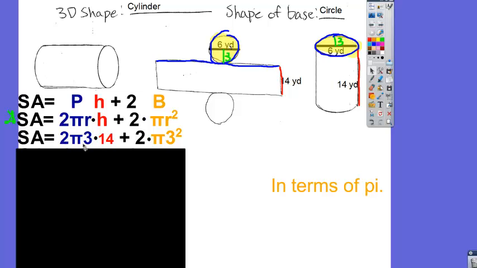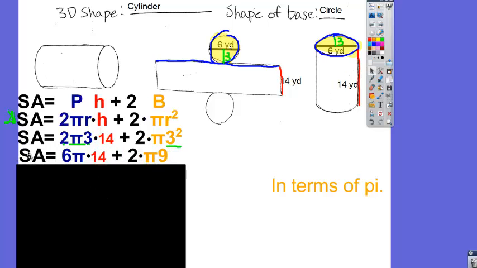So let's check that. 2 pi times 3, because we plugged in 3, it's the radius, times 14, that was our height, plus 2 times pi, r was 3, to the second power. So looking at this, following PEMDAS, what do I need to do first? I need to do my exponents first. So 3 squared, 3 to the second power should be 9. While I'm at it, I'm going to go ahead and also do my 2 times 3. I want to leave pi here because we said in terms of pi, so I'm not going to touch pi, but I am going to do 2 times 3, which is 6.